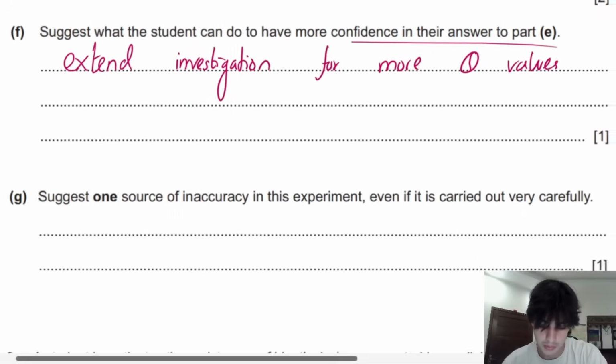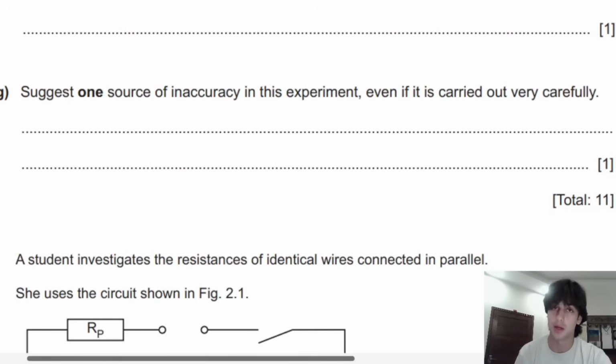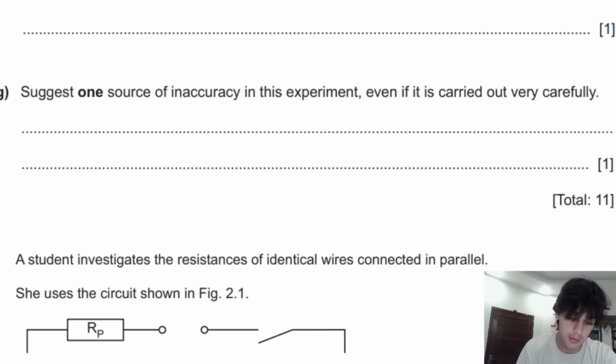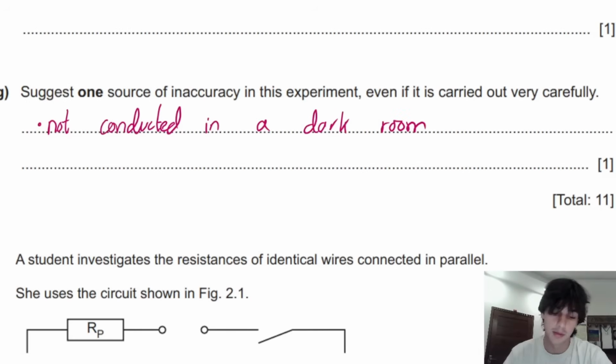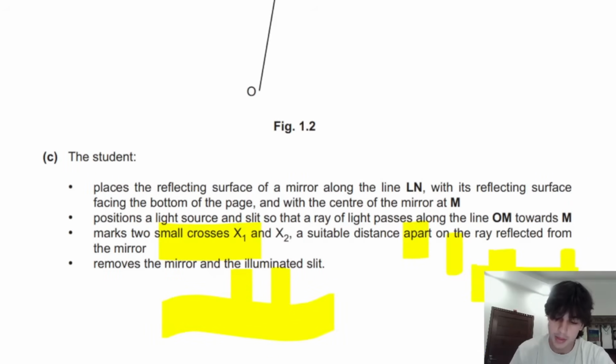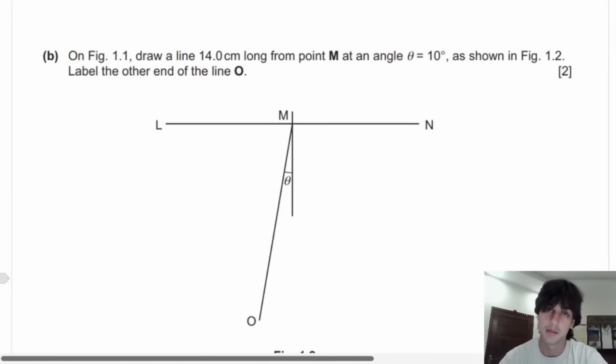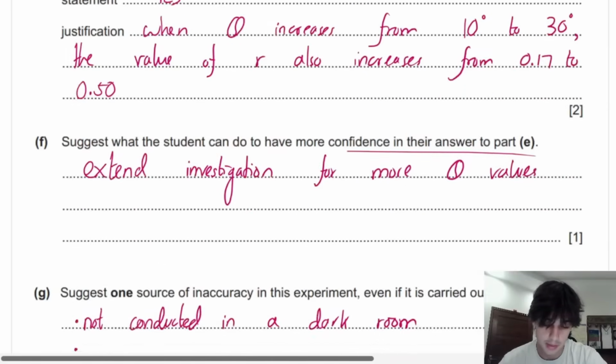Moving on, suggest one source of inaccuracy in this experiment, even if it is carried out very carefully. The staple answer is always going to be that, first of all, this wasn't done in a dark room. And the significance of this is because other light rays might interfere with the experiment. Another error that we could see is that the student places the reflecting surface of the mirror facing the bottom of the page, which essentially means that when the light ray hits it, it is not exactly hitting the reflective surface. So that is yet another error.